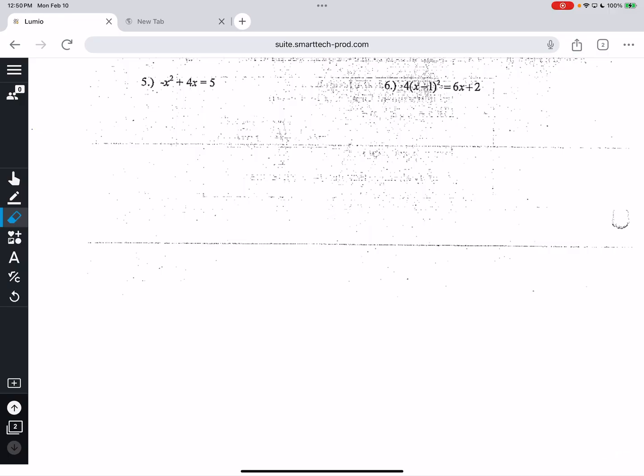Oh, yeah. x minus 1 squared. What does that mean you get to do? FOIL. And then distribute the 4. And then move your 6x over as a negative 6x. Move the positive 2 over as a negative 2. All righty.